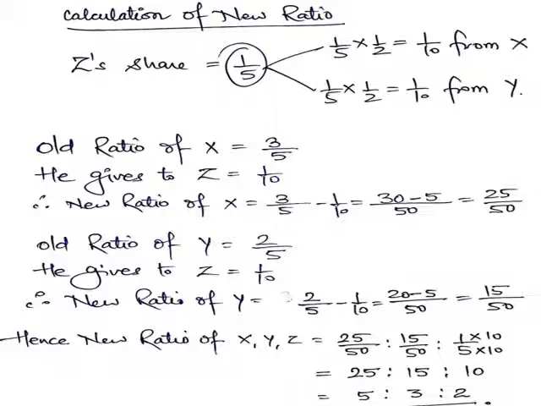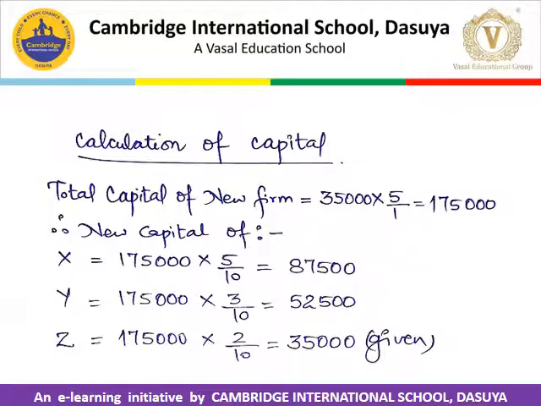So, the new profit sharing ratio comes to 5 is to 3 is to 2. We will calculate the total capital of the new firm. Total capital of the new firm will be calculated with the help of capital brought in by the new partner, which is 35,000. So 35,000 into the reciprocal of the new partner's share comes to 1,75,000.